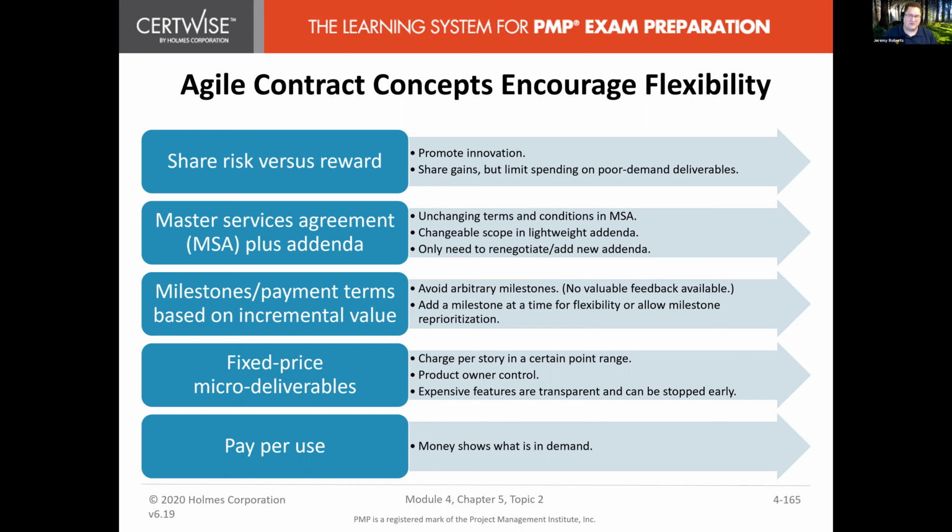So your contract, if you're using milestones or payment terms, you want to base that on the value that's being delivered, so that incremental value. That way you can reestablish what these milestones or payment terms are. So now we can also have the fixed price or micro deliverables. So we can have a flat charge per story, or the product owner controls when maybe a payment should be made.